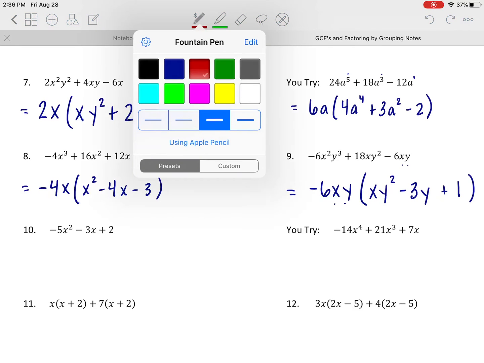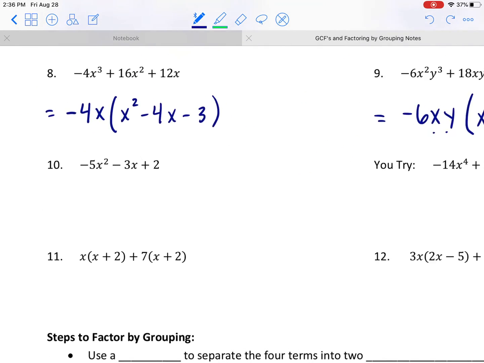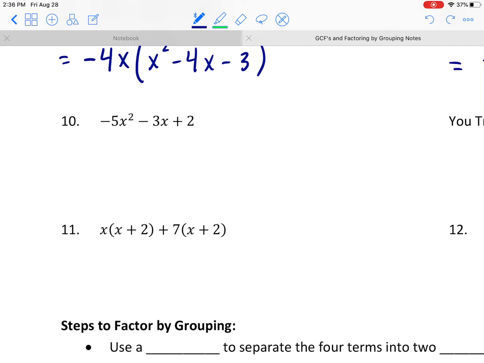So number 10 is just to hit home this point. If you're looking at 5, 3, and 2, the only thing that they're divisible by is 1. That's the only common factor they have, which isn't special because everything's divisible by 1. So if this was a positive 5, I would not be able to factor out a GCF.